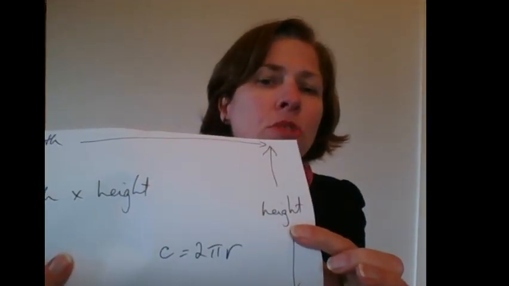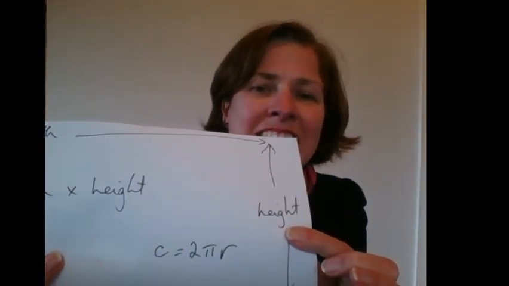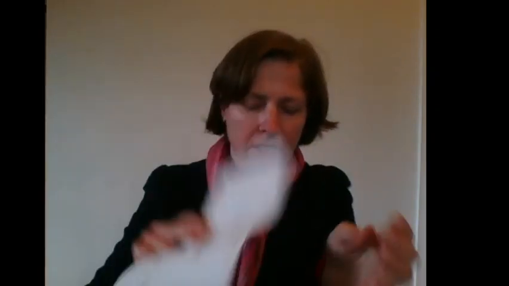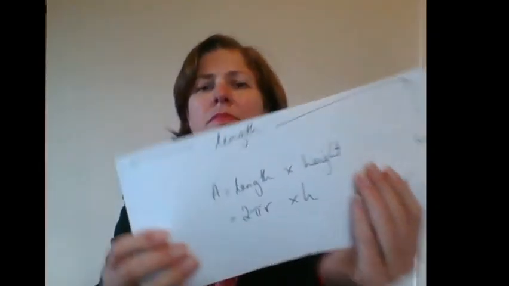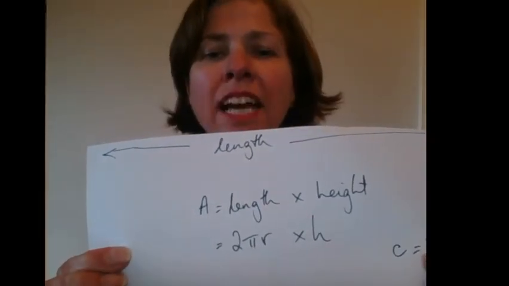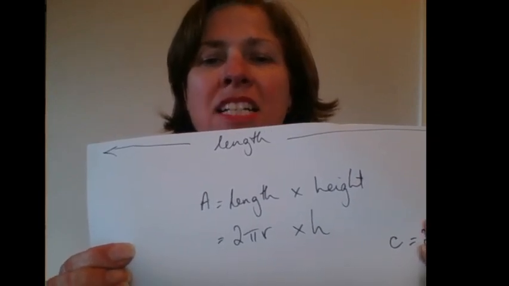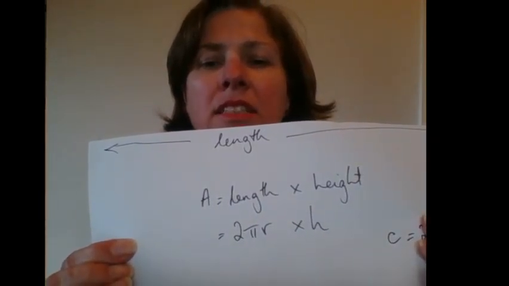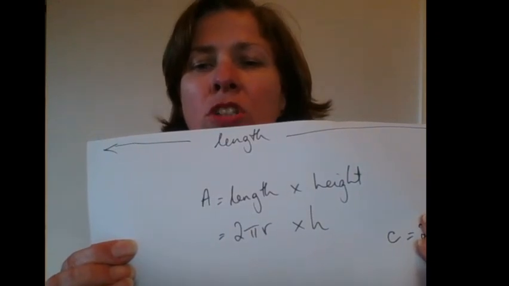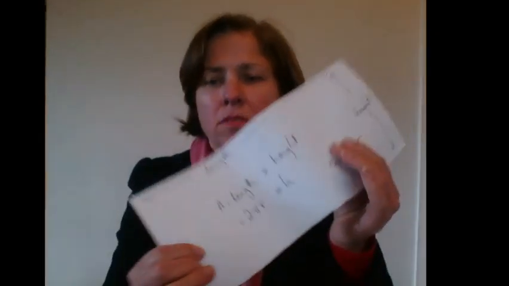I know how to find circumference. Circumference equals 2 pi r. The circumference is the length of this rectangle. So now the area of my rectangle is 2 pi r times the height. 2 pi r is the circumference of the circle, h is the height.